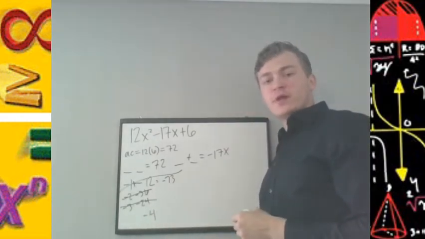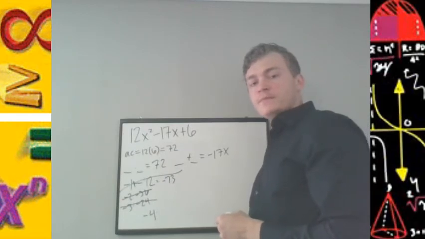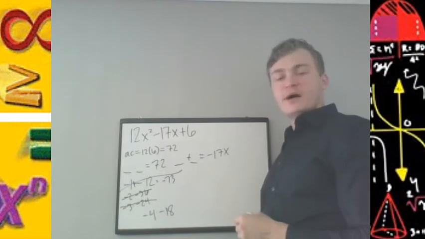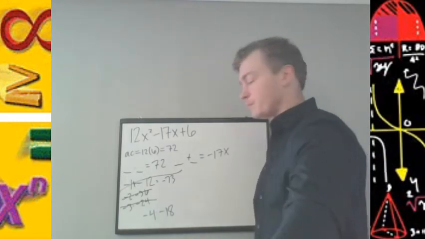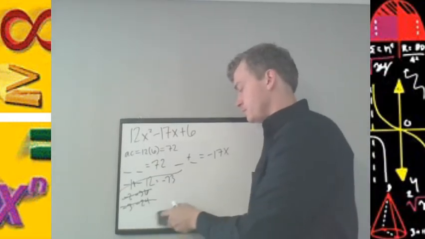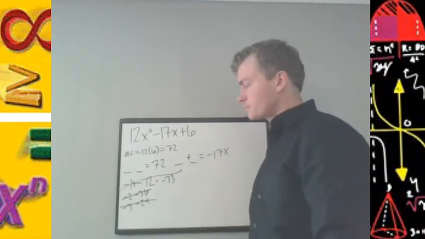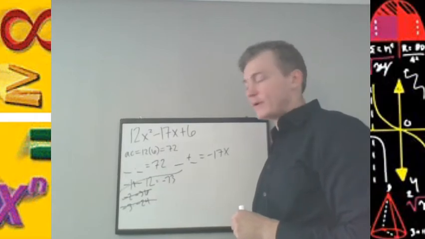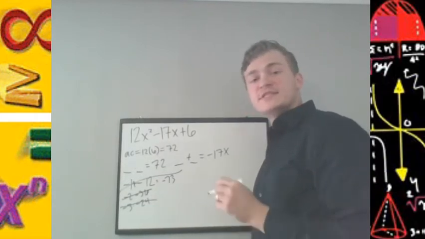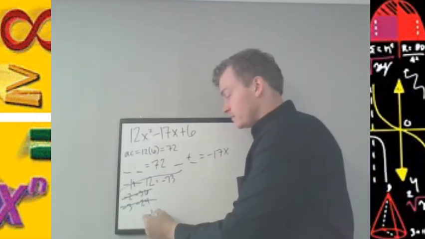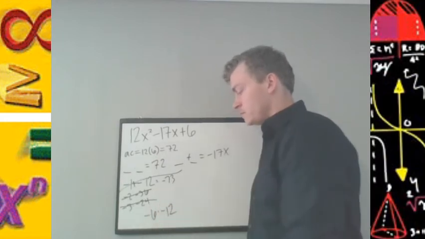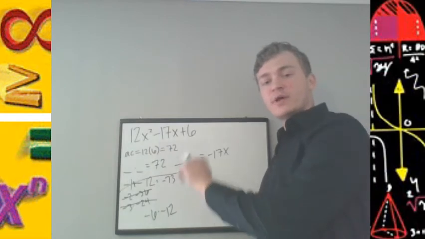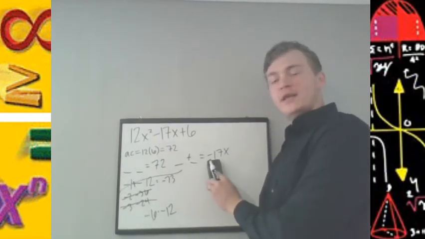Negative 4 multiply negative 18, but that combines to be negative 22. 5 doesn't divide into 72. It's got to end in a 0 or a 5 to be divisible by 5. What about 6? 6 times 12. But that will combine to give us negative 18. Although it multiplies to give us positive 72, we need negative 17.